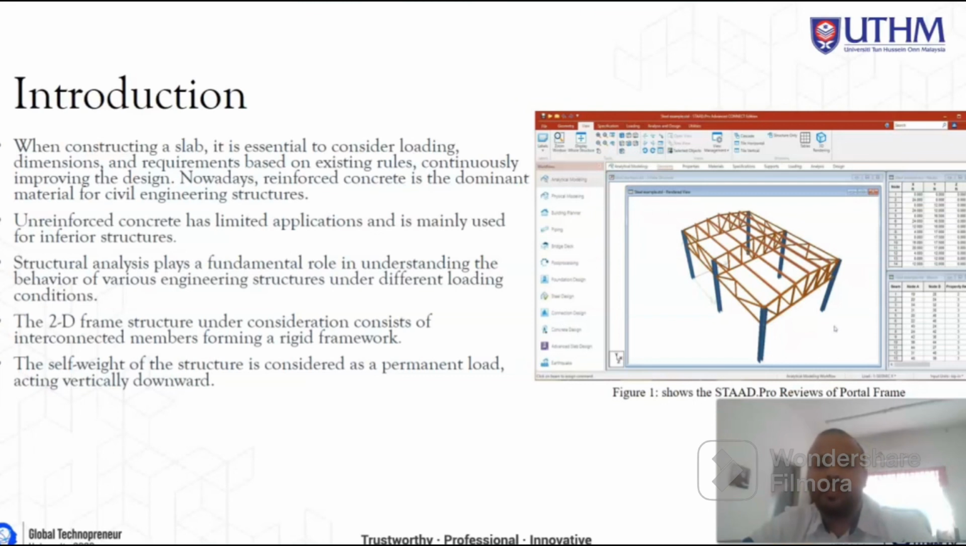The 2D frame structure under consideration consists of interconnected members forming a rigid framework. It finds application in a wide range of engineering disciplines, such as civil engineering, mechanical engineering, and also agricultural engineering. Thank you.